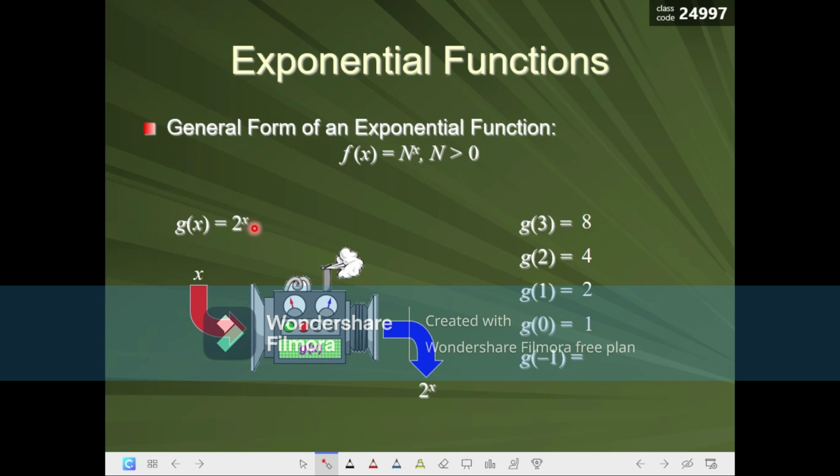Then g of negative 1. That becomes 2 to the power of negative 1. Again, how to make it positive? Just get a reciprocal. It becomes 1/2. The next would be g of negative 2. That is 2 to the power of negative 2. This becomes 1/2 squared. That gives us 1/4. Okay.